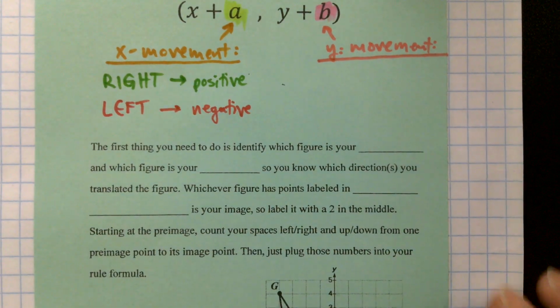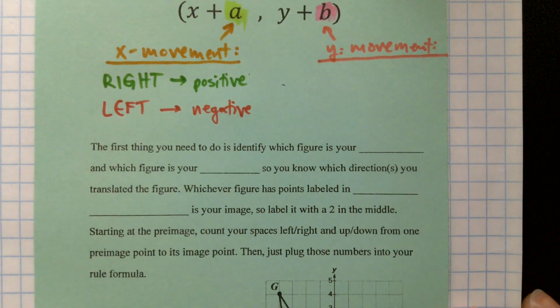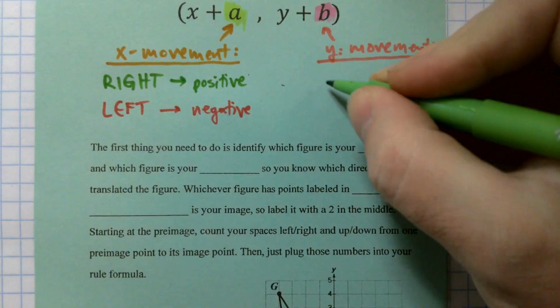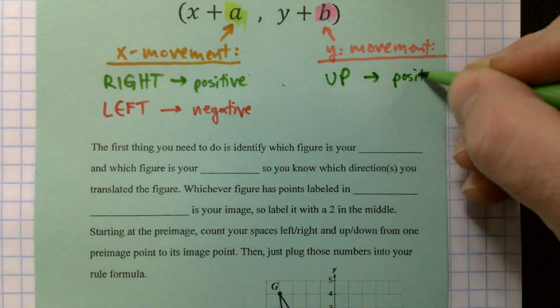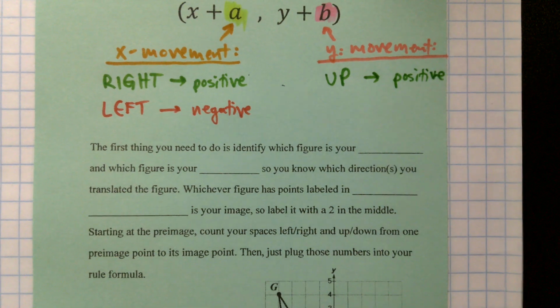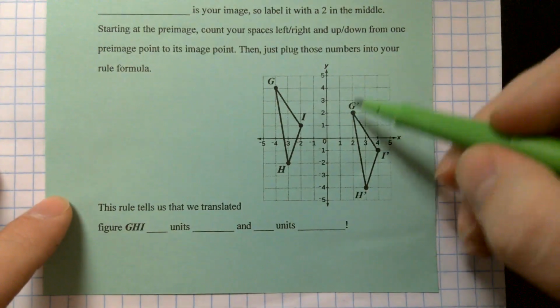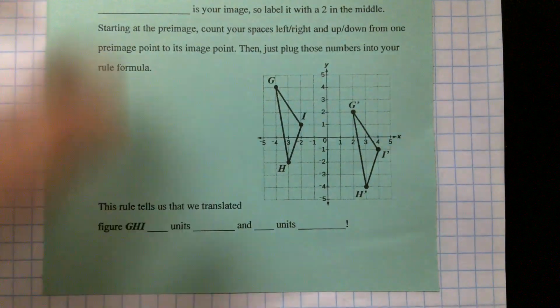And then my Y movements. I got 2 Y movements. What are my 2 Y movements? Up and down. Which one's positive? Up or down? Up. If I look at a graph, my Y-axis, all my positive numbers are going up the Y-axis.